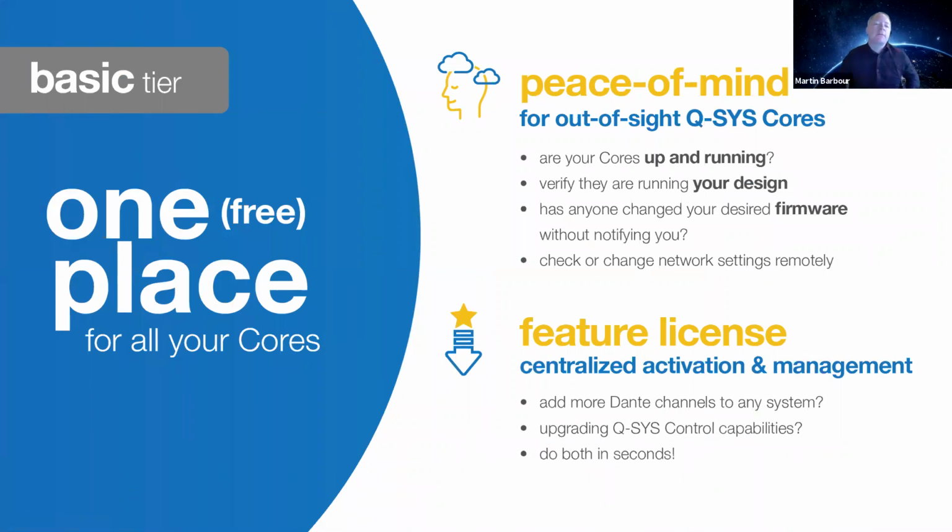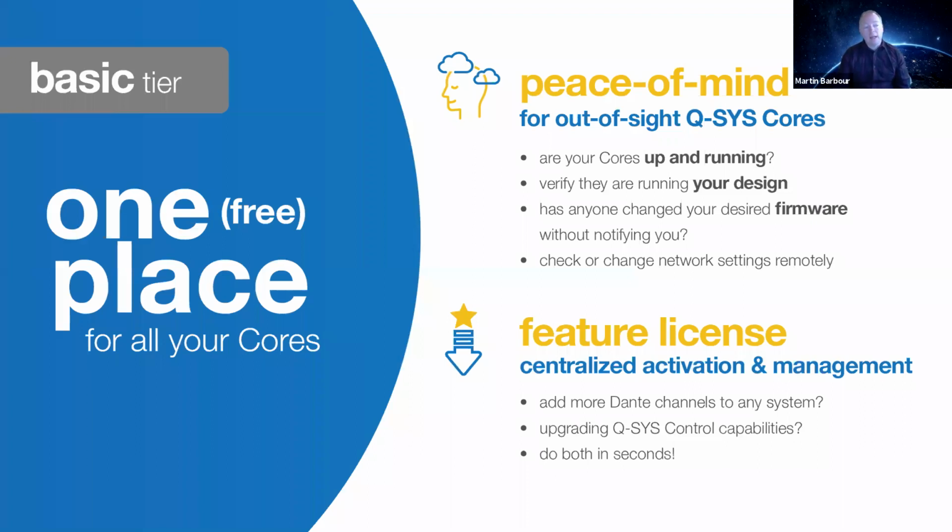So again, just to reiterate, the basic tier is free for everybody who has a Q-SYS core for the life of that system. It provides you with this single location whereby you can connect all of your Q-SYS cores. Effectively, it allows you to very easily get peace of mind for all of those systems that you're not in physical contact with on a daily basis. So if you've got systems deployed, again, across multiple cities or even counties, this allows you to have a single place, all of those cores connected up in real time, and you can visit that single website, see how they're all behaving. Are they up and running?